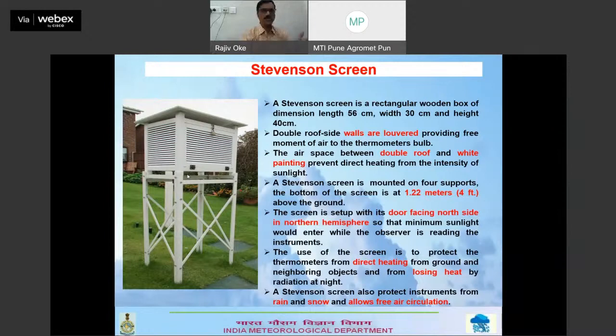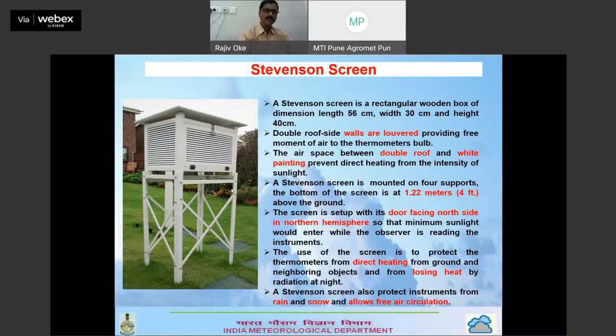So the idea behind the double roof is that if the sun is scorching at midday, the direct heat of the sun won't impact the temperature much, because the airspace between the double roof and the white painting prevents direct heating by the intensity of the sunlight. Since wood is a bad conductor of heat, and further white color reflects the excess heat, whatever errors would come, we have minimized.